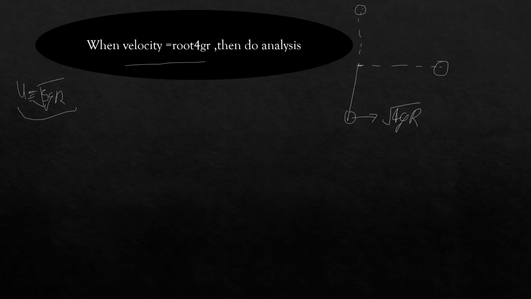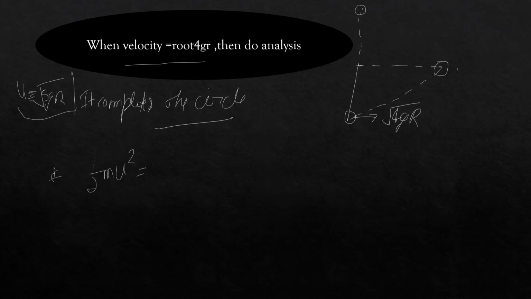So when velocity becomes under root 4 gr, then it completes the circle. What velocity should be given to just reach this point? So just to reach this point, it means at this point the velocity is nearly 0, because we have just to reach that point. So the final kinetic energy becomes 0. Initial kinetic energy is 1 by 2 u square, and that is equal to mgr, and this u minimum is equal to under root 2 gr.